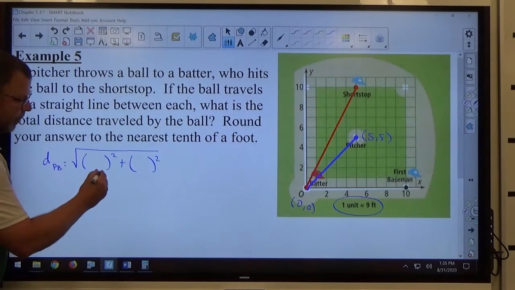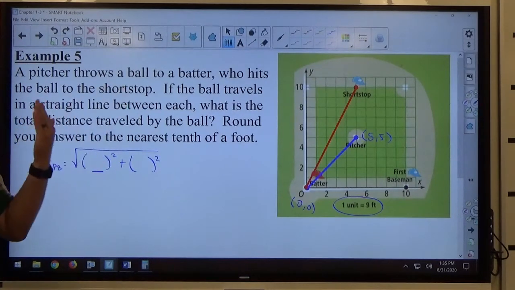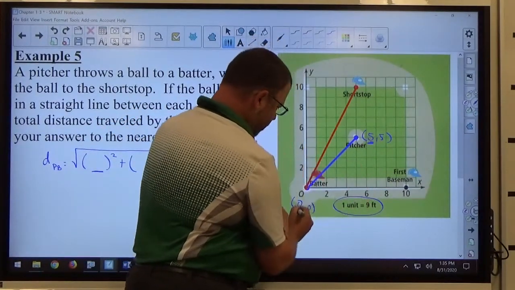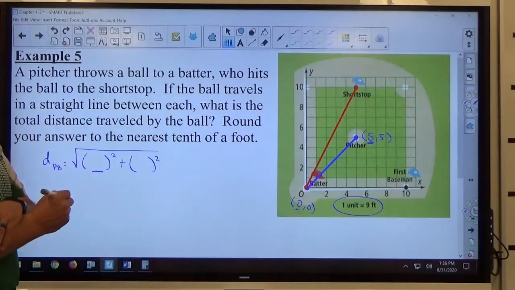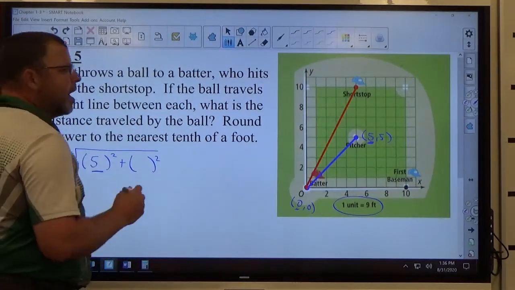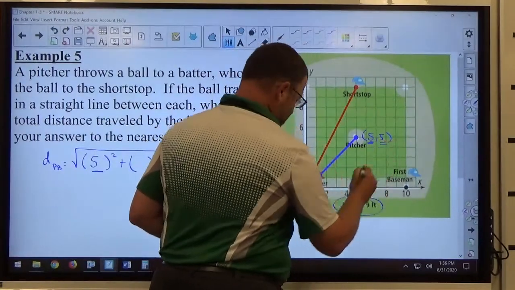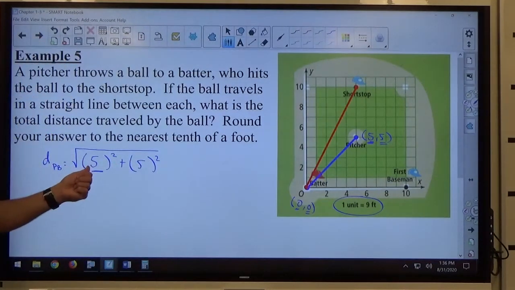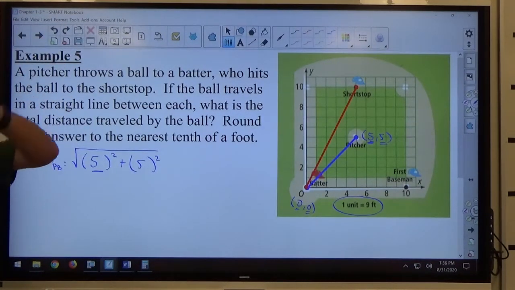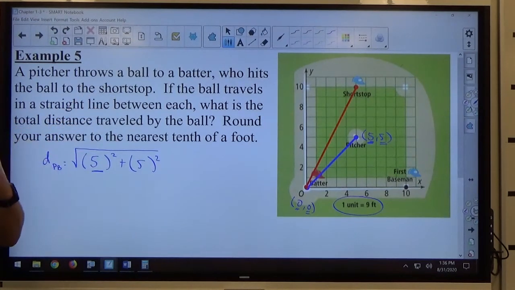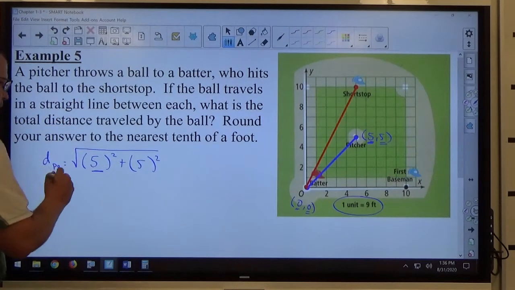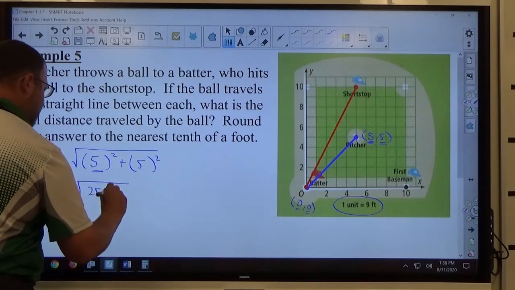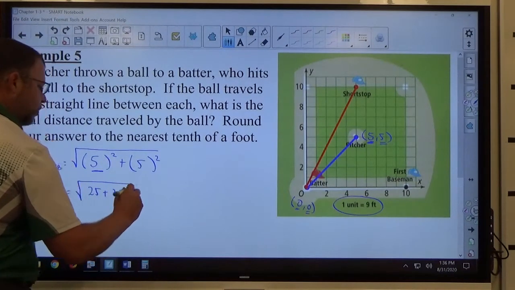What goes in the first parentheses is the horizontal distance from one to the other. If I'm at the pitcher's x-coordinate of 5, getting to the batter's x-coordinate of 0, how far did I go? 5. If I'm at the pitcher's y-coordinate of 5, and end up at the batter's y-coordinate of 0, how far does the ball go? 5. So I have a horizontal and a vertical direction. It goes 5 horizontal, 5 vertical. So the distance from the pitcher to the batter is equal to the square root of 25 plus 25, which equals the square root of 50.